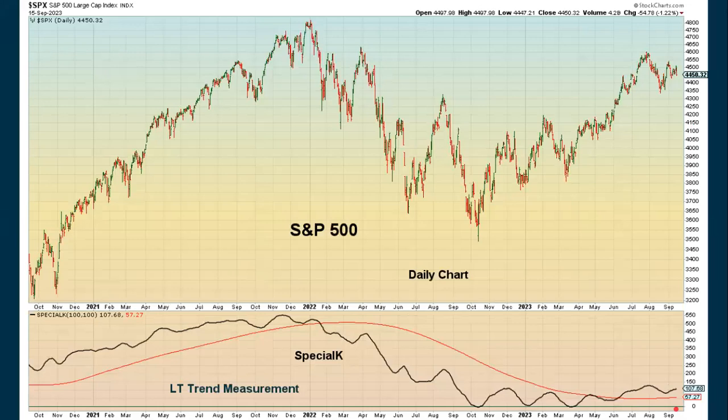The special K daily chart, I refer to that every day in the daily videos. We're still positive. This is a very long-term trend oscillator that we use, and when we cross over, you can see we crossed negative in 2022, then we crossed over positive almost a year and a half later. So we don't get a lot of signals from this chart.